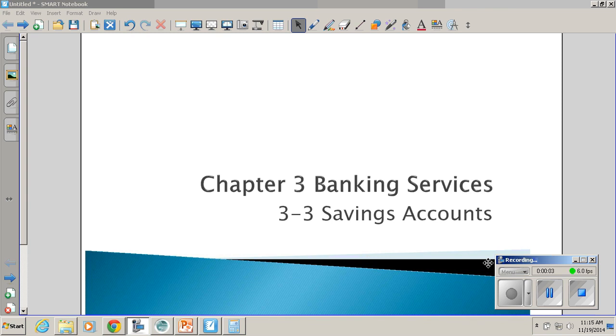Okay, here's the third section of banking. The last few sections we were mostly focusing on checking accounts, especially section 2. Now we're going to talk a little bit more about how savings accounts work. Okay, so here's a few things that you're going to have to learn.